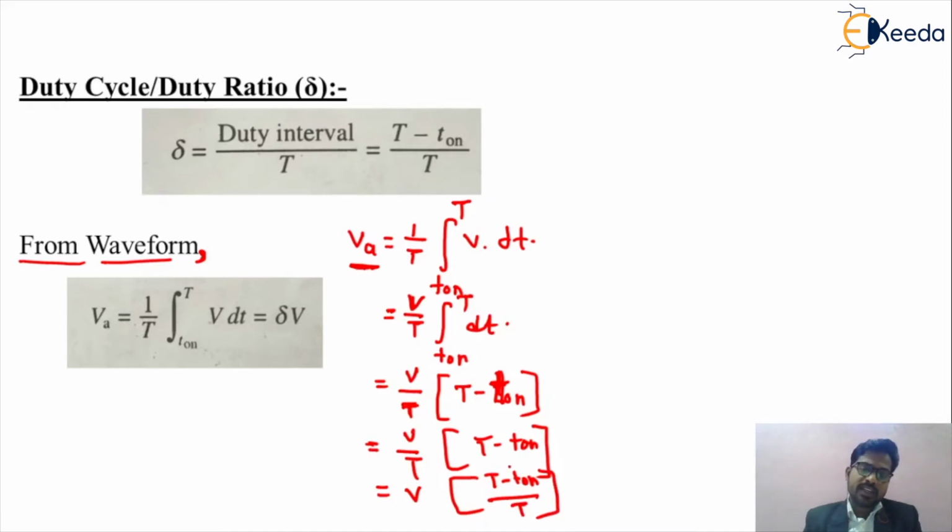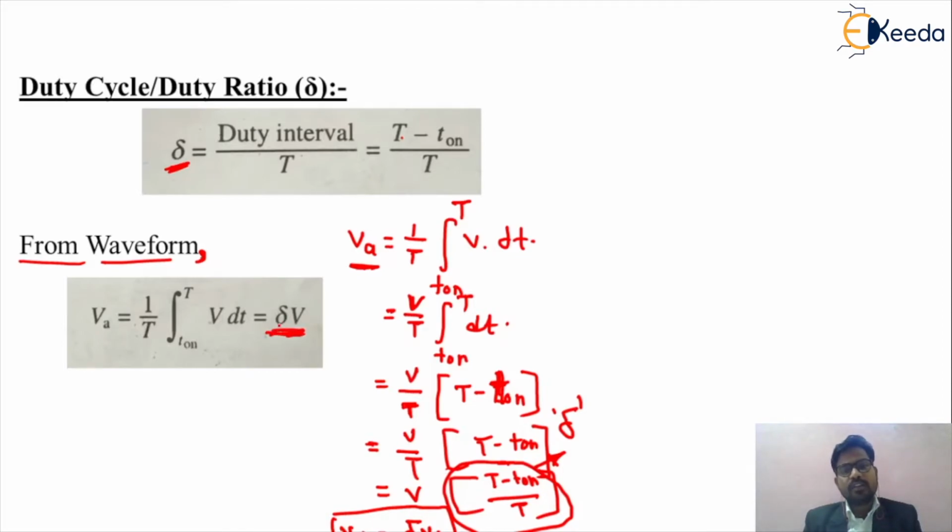So this term, that is T minus T on divided by T, will be treated as the value of del, because we have already derived this term by the waveform, that is del is equal to T minus T1 divided by T. So now we can substitute the value of this term as del. So we are getting the output equation of VA, which is del V or V del. So this will be the required solution from getting the integration of this term.